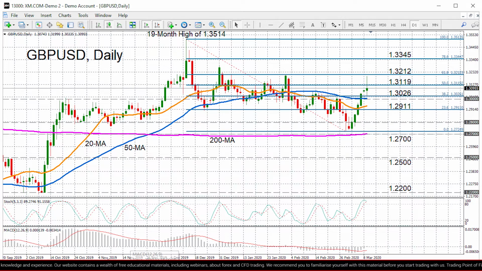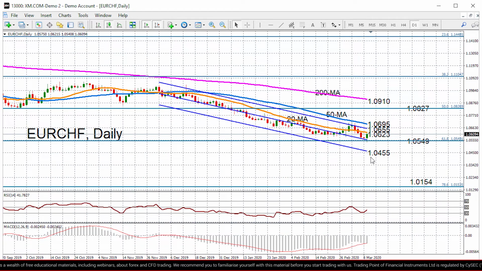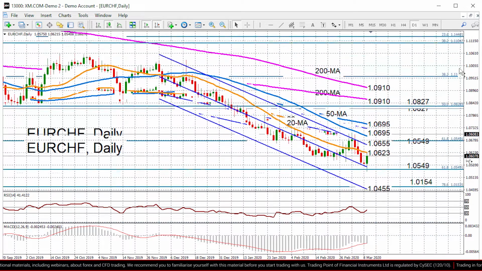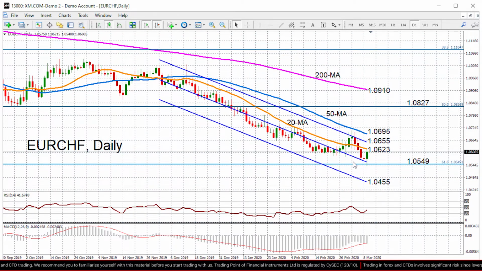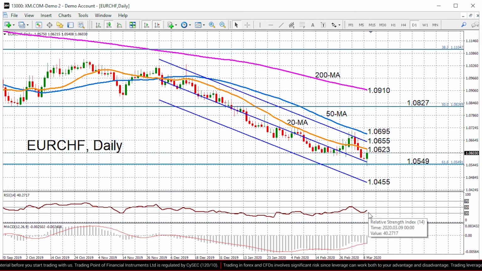And finally for today, let's have a quick look at the euro versus the Swiss franc. We can see that the pair is still stuck within that descending channel. Prices, though, are seeing upside momentum today. The RSI is pointing upwards, hasn't quite reached the 50 neutral level, but we do have a bit of positive momentum there intraday. At least the MACD is holding just at its red signal line.